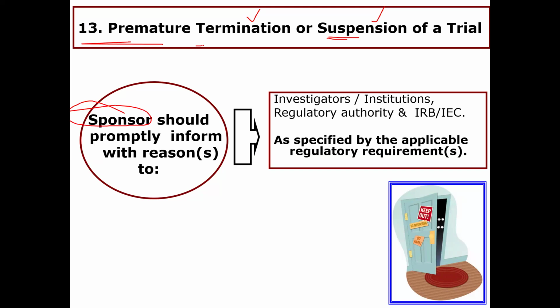Terminated means you stopped your research permanently. Suspension is that you're waiting for some report. After that report, you can terminate permanently, or you can restart your research. That is suspension, so the sponsor takes this decision.